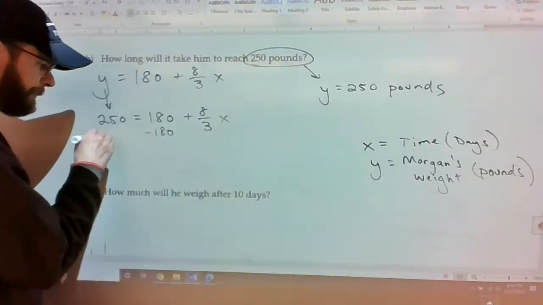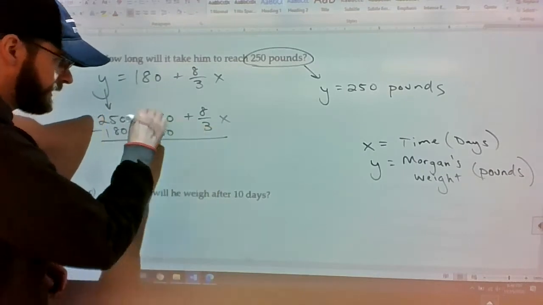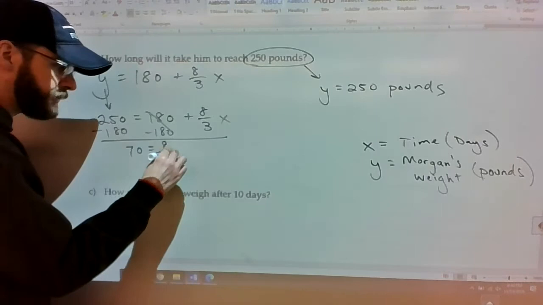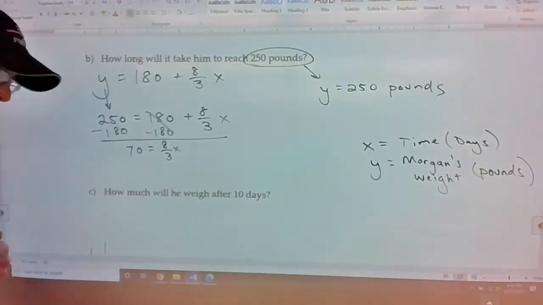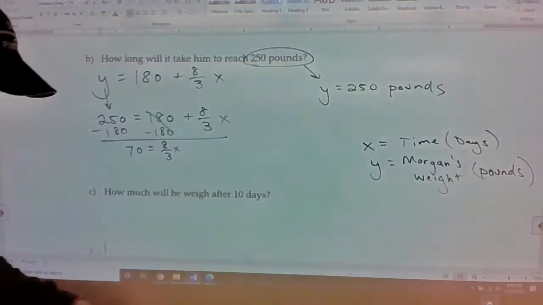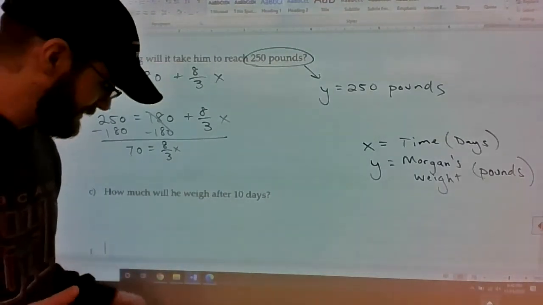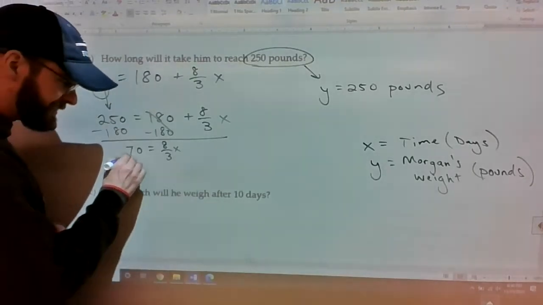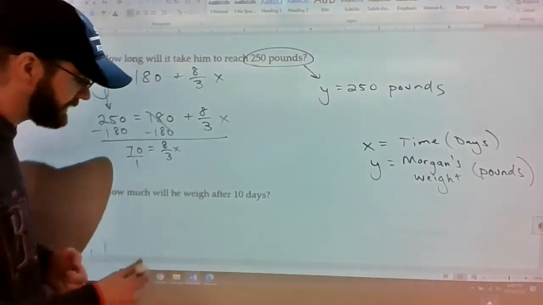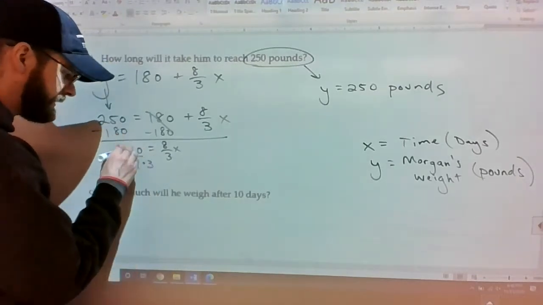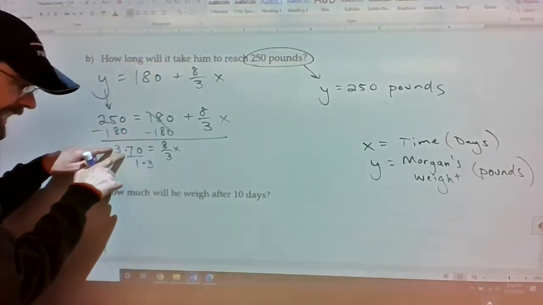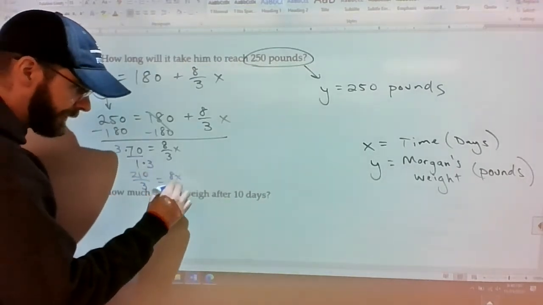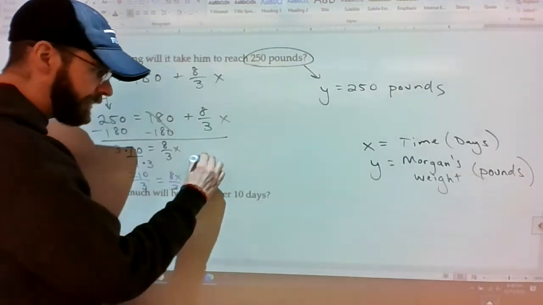Subtract 180 from both sides. 250 minus 180, that's 70 pounds, equals 8 over 3x. And now it turns into a problem from chapter 2, which it's not bad to get some review of that, right? So there's a couple different ways to talk about this. You can put 70 over 1 and just find a common denominator. So times 3 times 3. This will give you 210 over 3 equals 8x over 3. And remember, you can just ditch the denominator now.